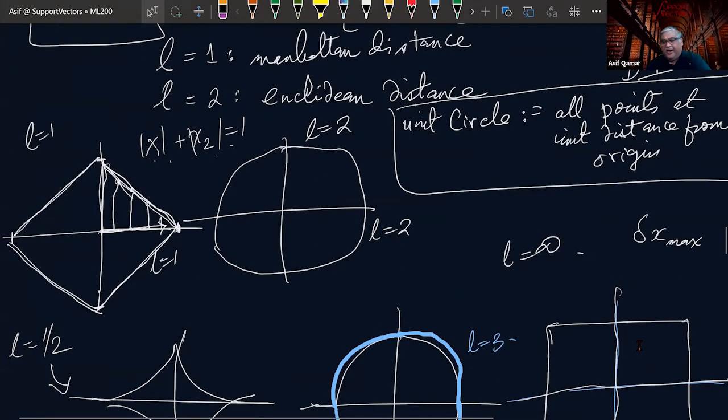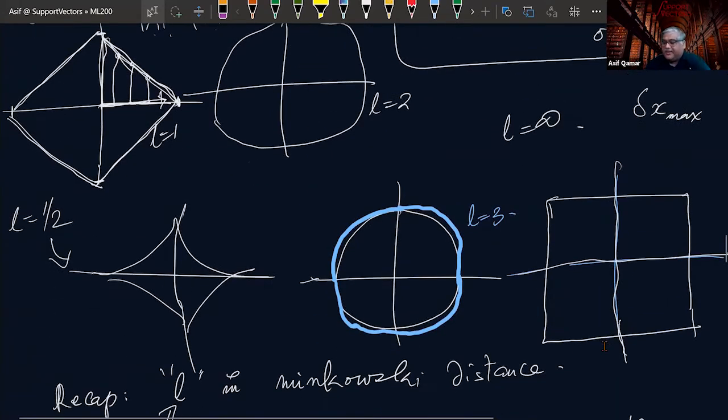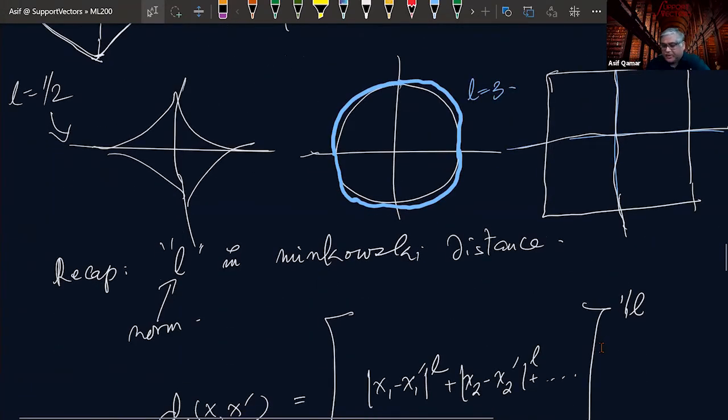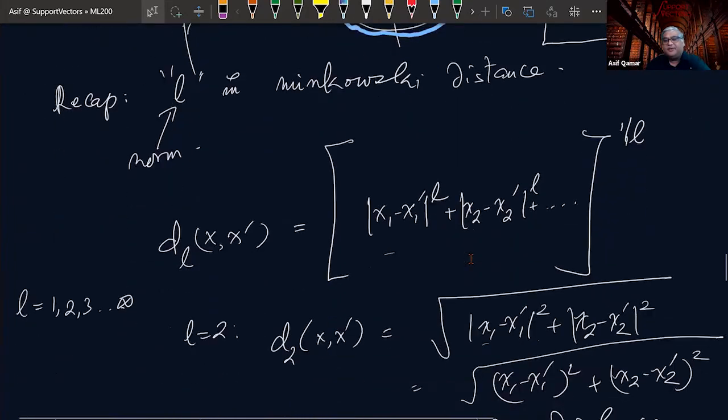L is equal to 3 and L is equal to infinity, the infinite norm. Minkowski distance is something that you should really review.